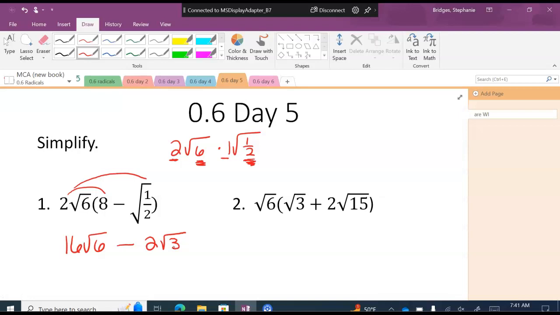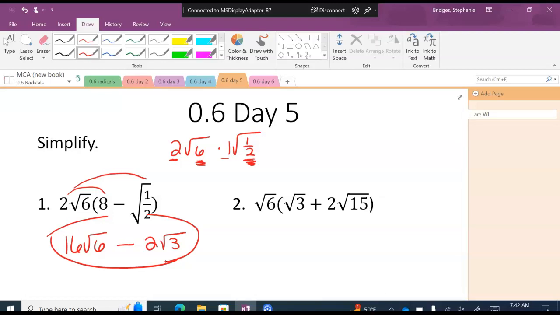And then what I would need to do next is to try to simplify to see if I can combine these two terms. Does the square root of 6 simplify at all? No, it does not have a perfect square in it. None of these numbers go into 6. What about the square root of 3? No. So can I combine those? No. So we would just leave our answer just like this. Everybody okay with that one?